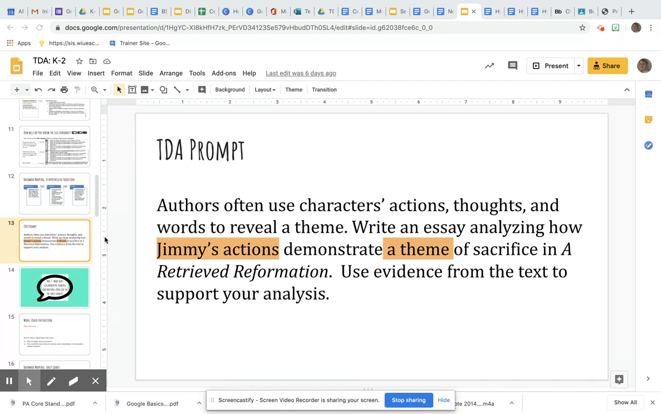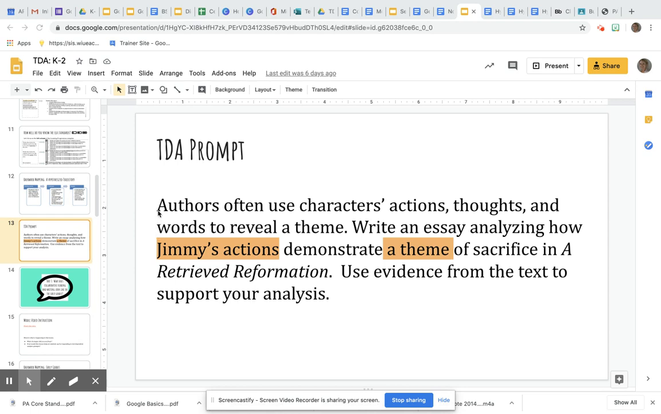There are 3 sentences, and those 3 sentences follow a pretty specific formula. So here we have: Authors often use characters' actions, thoughts, and words to reveal a theme. Write an essay analyzing how Jimmy's actions demonstrate a theme of sacrifice in "A Retrieved Reformation." Use evidence from the text to support your analysis.